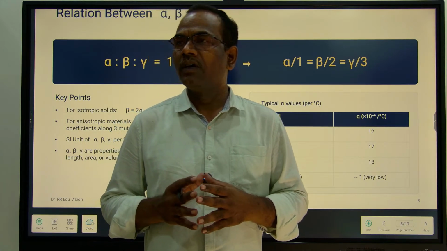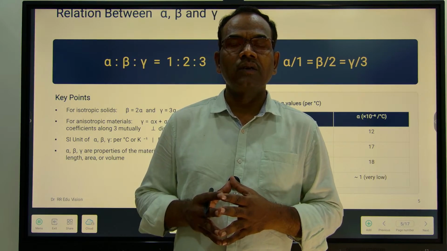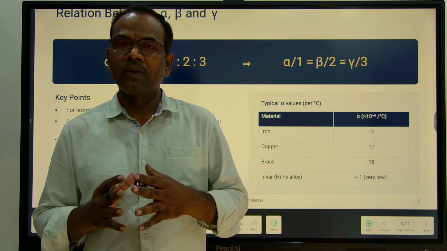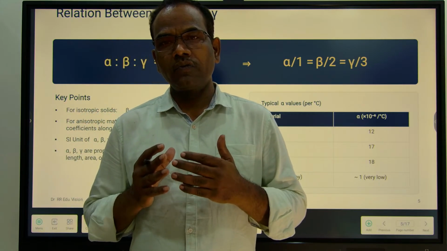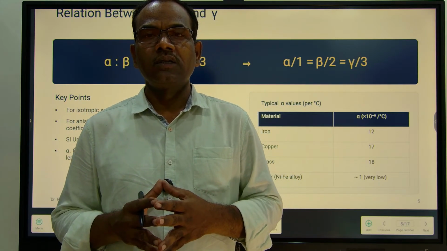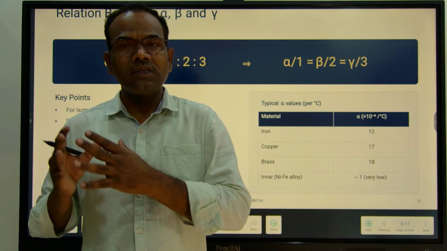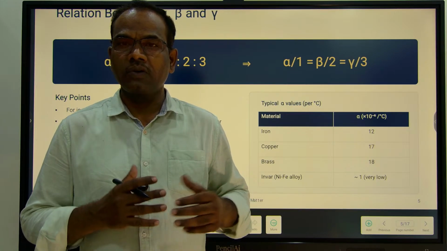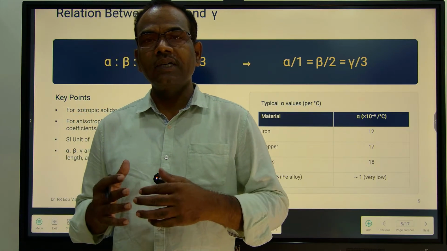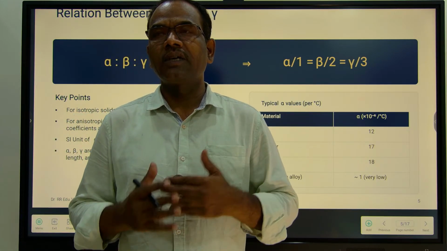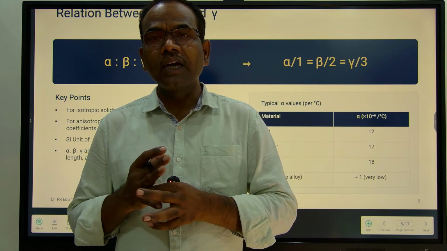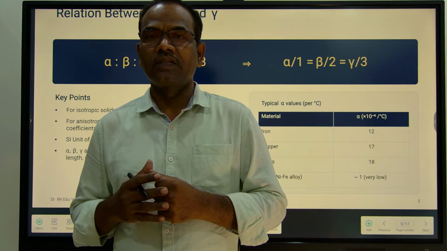So, what is alpha? Coefficient of linear expansion. What is beta? Coefficient of areal expansion. What is gamma? Coefficient of cubical expansion. These three, alpha, beta, and gamma, we define in the case of solids because solids have definite shape and size. That's why we define three types of expansion in this case.